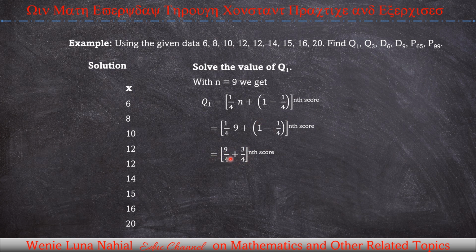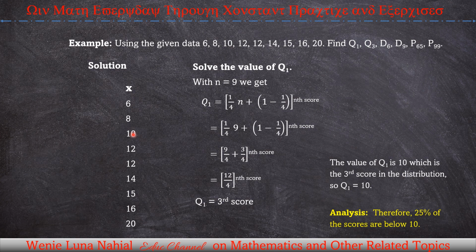So then we have to add these two, the same denominators. You have to copy that one. The 9 plus 3, that is 12. 12 divided by 4, that is 3. So our Q sub 1 here is the third score. So 6, 8, 10. So our Q sub 1 is the third score, that is 10. That means to say that 25% of the scores are below 10.